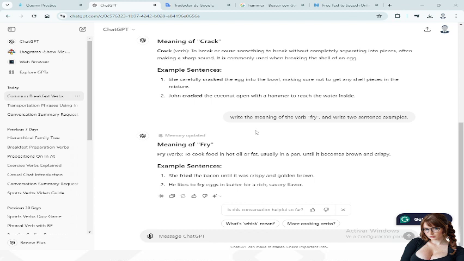Okay, and the example is: He likes to fry eggs in butter for a rich, savory flavor.